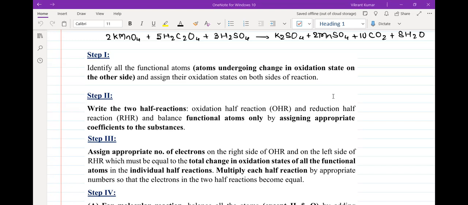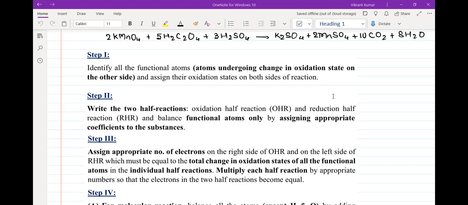Uska agla kya hai? If the reaction is ionic, then after the third step, we need to balance the charge by assigning appropriate number of H plus or OH minus to the appropriate side. If I am balancing the reaction in acidic medium, I'll be assigning H plus on the side which is having less charge, so that the charge will increase and be equal to the other side. Okay? If OH minus is there, then I'll be adding that OH minus to the side which is having greater charge, so that again that charge will decrease and it will become equal to the other side ka charge.